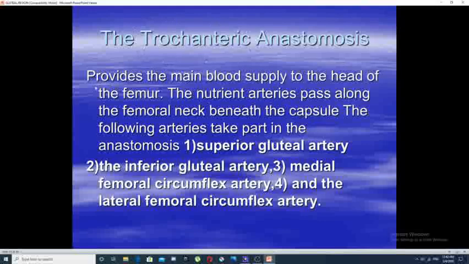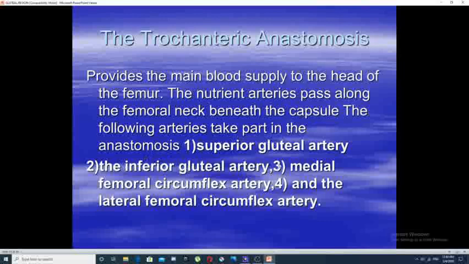Trochanteric anastomosis provides the main blood supply to the head of the femur, and the nutrient arteries pass along the femoral neck below the capsule of the hip joint. Arteries which take part in this anastomosis are the following. First, superior gluteal artery. Second, inferior gluteal artery. These two are branches of the internal iliac artery.